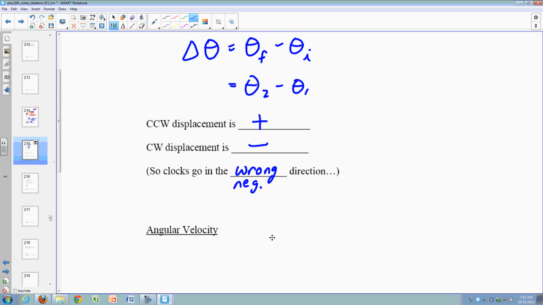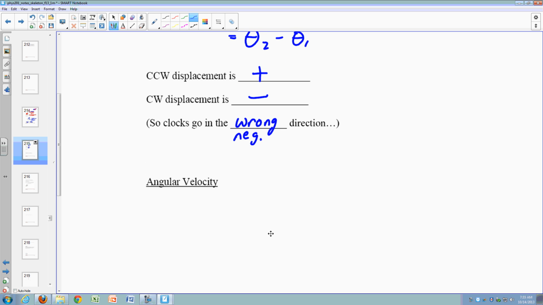Anyway, so that's angular displacement. Angular velocity. Before we called this v, but now we're going to call it omega. This is the Greek letter omega. It's lowercase. Remember the uppercase looks like one of those things, but this is the lowercase Greek letter omega. It looks like a W, but it's sort of rounded on the bottom.